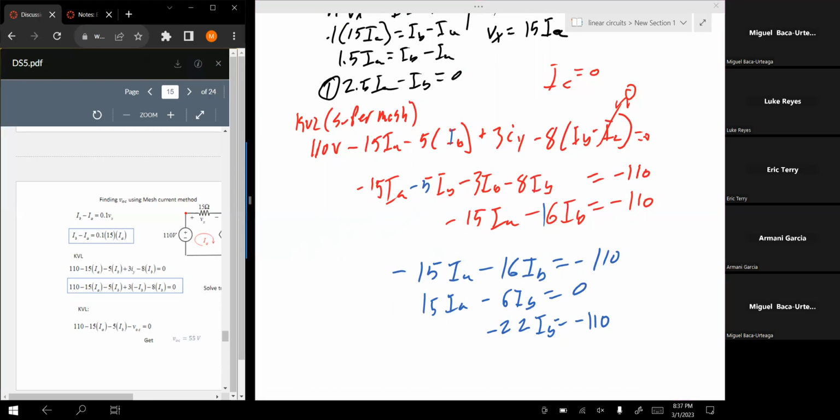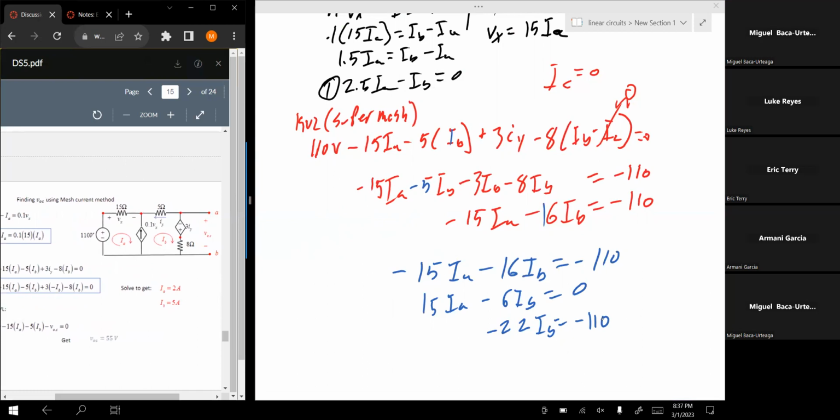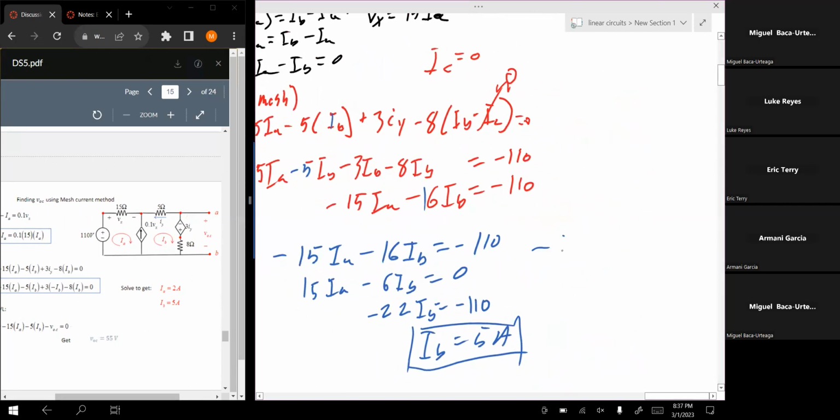And then did they get 5 for IB? They did get 5 for IB. Okay. Oh, you did it the old-fashioned way. 5 A. There you go. And then you just get this. And then you'll just plug it into one of our earlier equations. So let's just plug it into negative 15 IA.